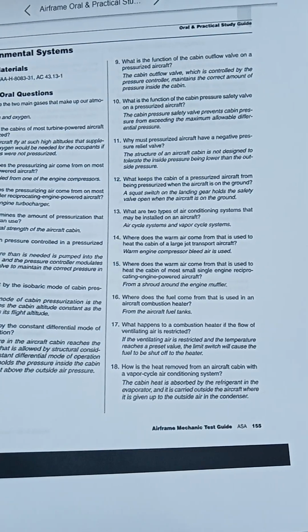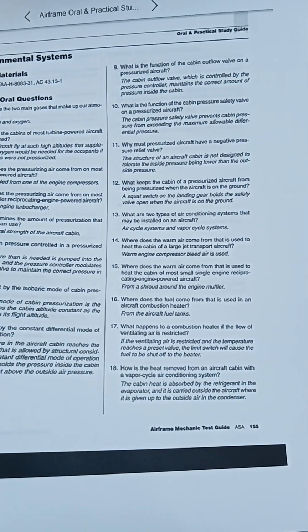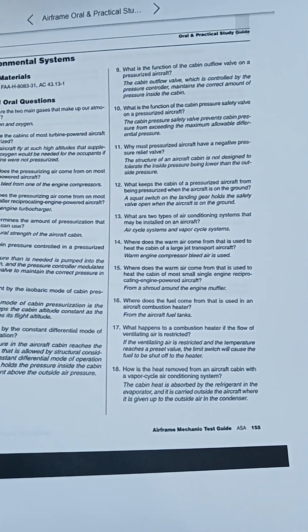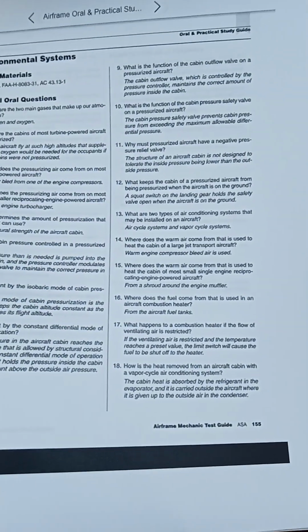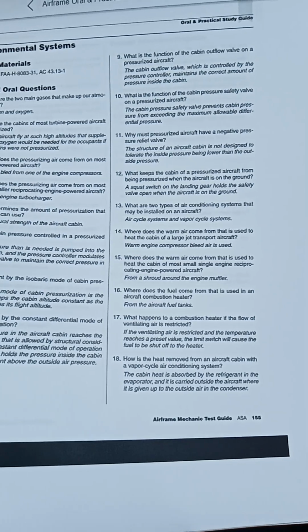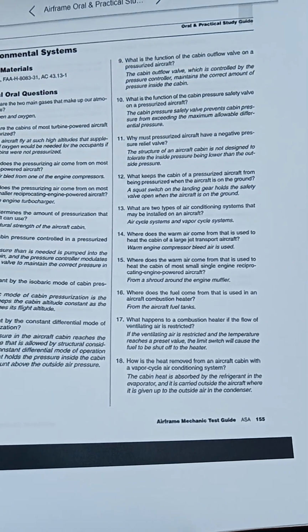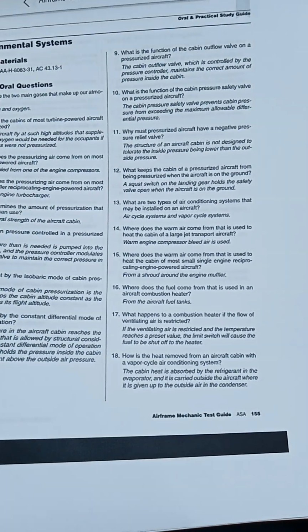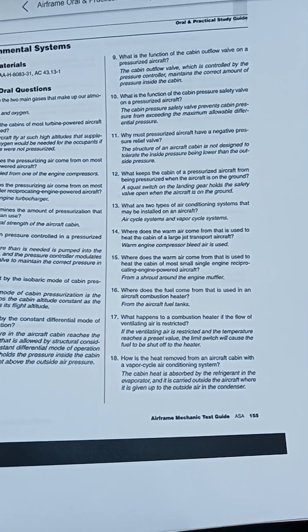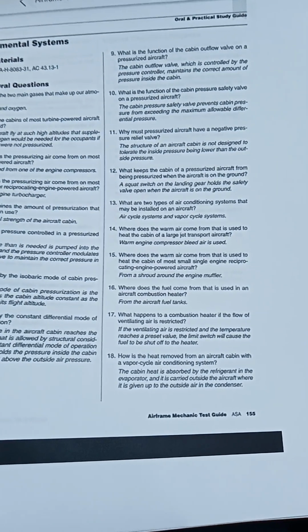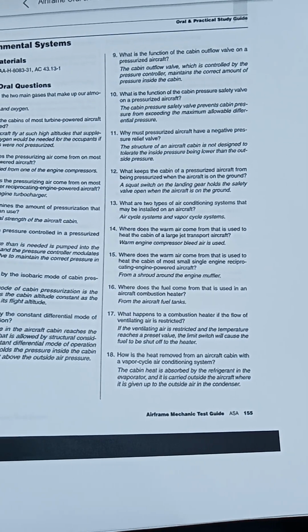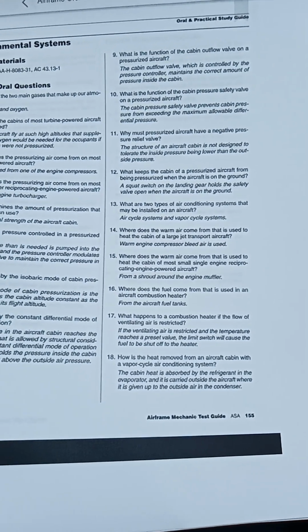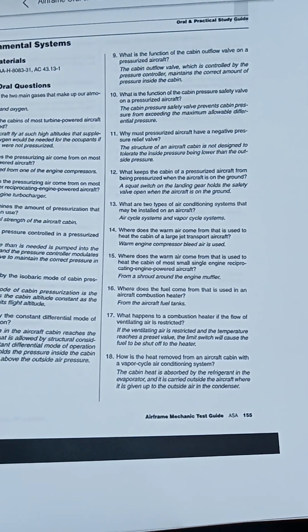What are two types of air conditioning systems that may be installed on an aircraft? Air cycle systems and vapor cycle systems. Where does the warm air come from that is used to heat the cabin of a large jet transport aircraft? Warm engine compressor bleed air is used. Where does the warm air come from that is used to heat the cabin on most small single-engine reciprocating engine-powered aircraft? From a shroud around the engine muffler.